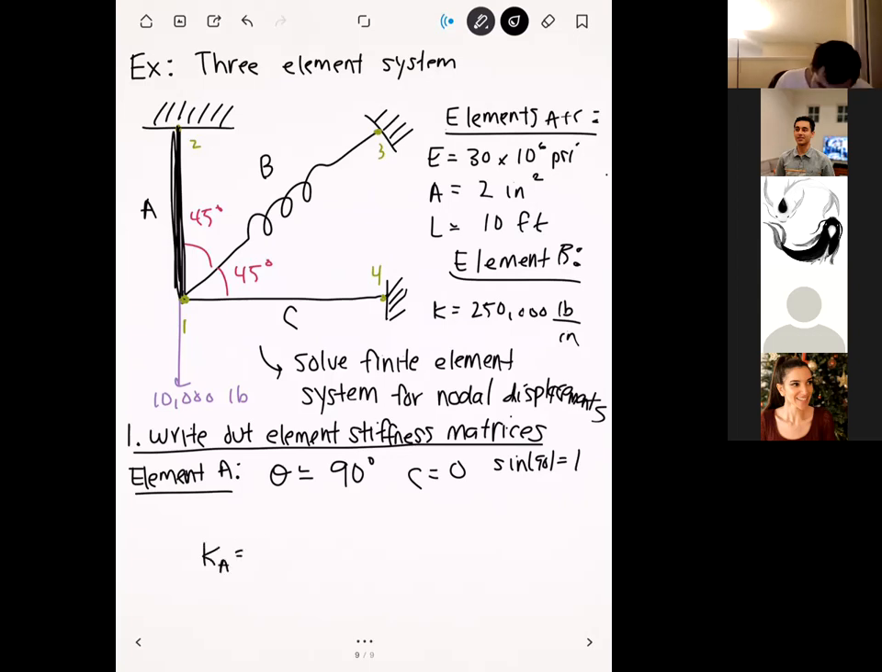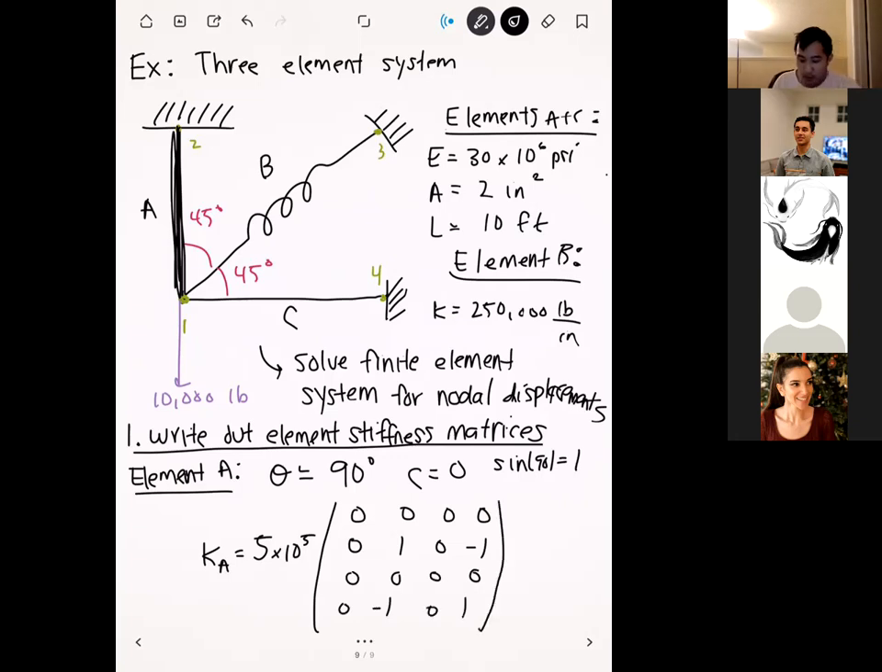And so what we get is Ka is equal to 5 times 10 to the 5th. We get that coefficient out in front for doing AE over L. And then we go ahead and fill in the rest of the matrix here. Since cosine of 90 is 0, this entire first row here is going to be 0. Then we have 0, 1, 0, minus 1. Another row of zeros. And then 0, negative 1, 0, 1.